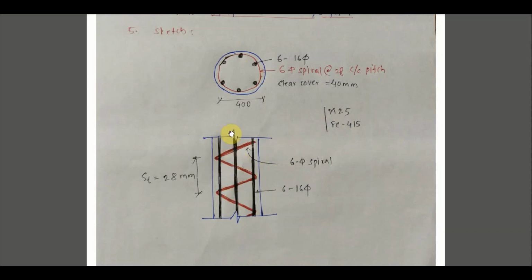And in cross section, it will look like this. So the pitch is nothing but this distance. It's 28 mm by design and satisfying all the codal provisions. And these are the bars visible, vertical bars. So this completes the design of spiral reinforcement subjected to axial load, and the type of column is short column. Thank you.